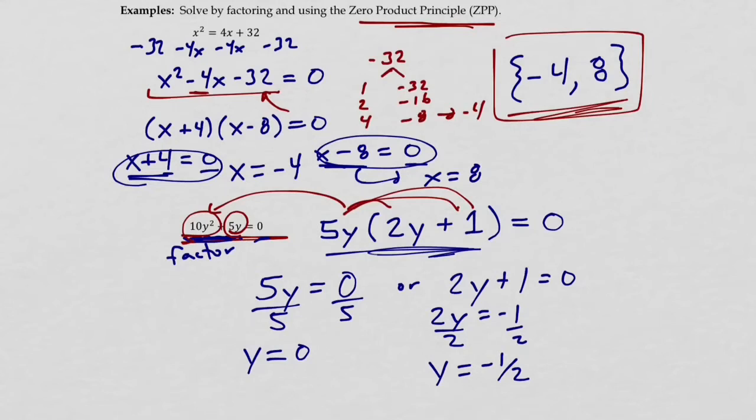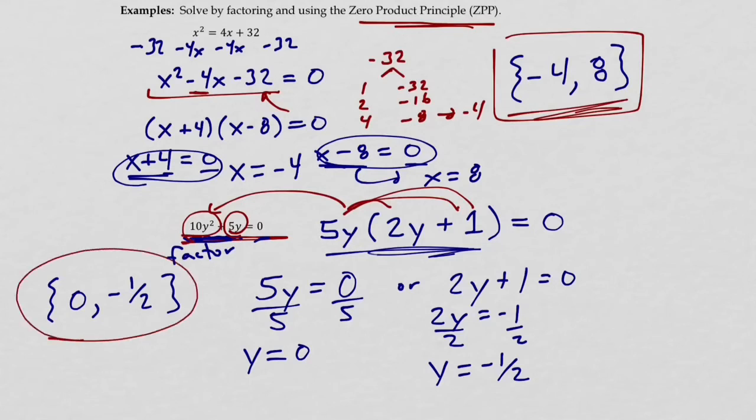So again, there are two possible solutions to this second equation. Either 0 could be a value for y, or negative 1/2. And we could double check by taking those two values and plugging them back into the original equation to see that it does in fact make the equation true.